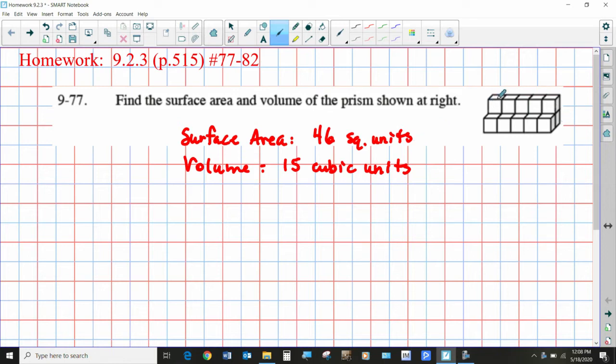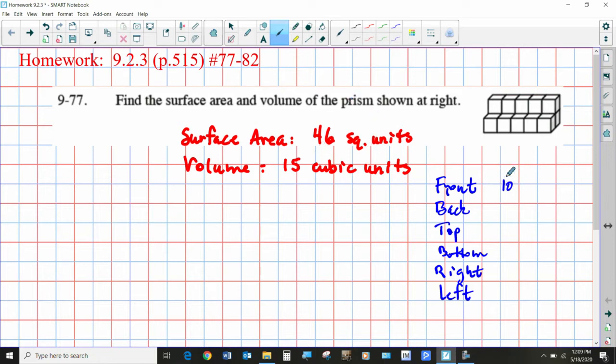So to find the surface area, we have to consider how many square units are in the front, how many are in the back, how many on the top, how many square units on the bottom, and then you've got a right side and a left side. So let's start with the front. 1, 2, 3, 4, 5, 6, 7, 8, 9, 10. If you were standing right here, looking in that direction, you would see 10 square units.